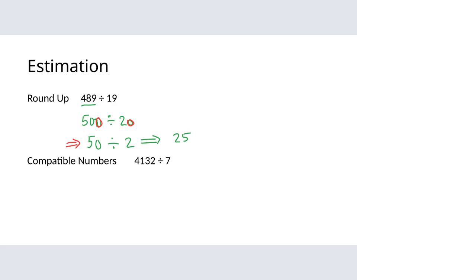And now I have an estimate of 489 divided by 19. Just for the record, 489 divided by 19 is 25.7. So this is a pretty good estimate.